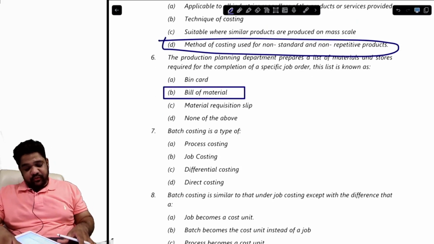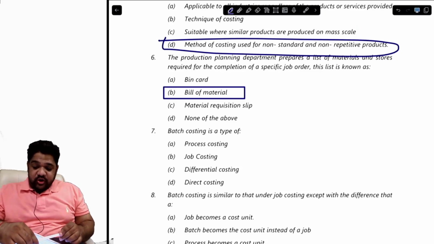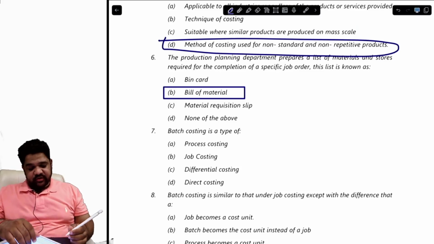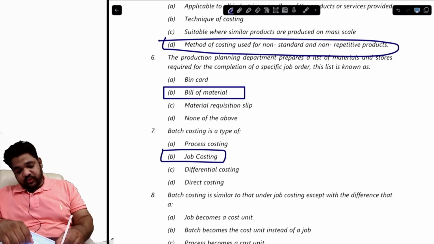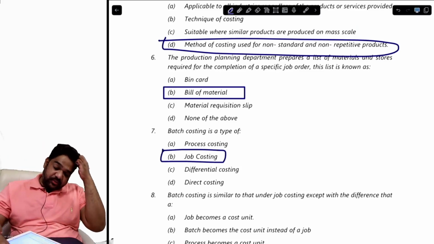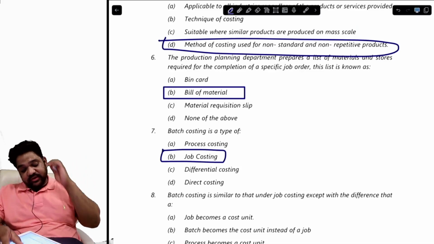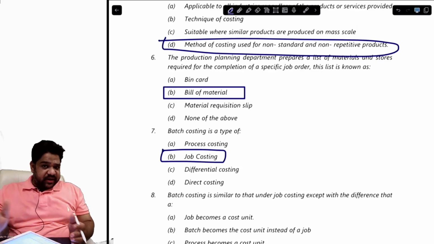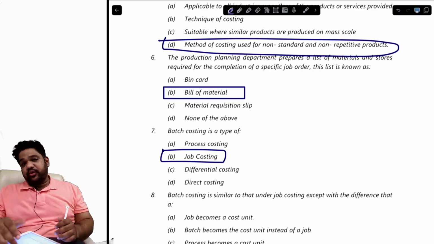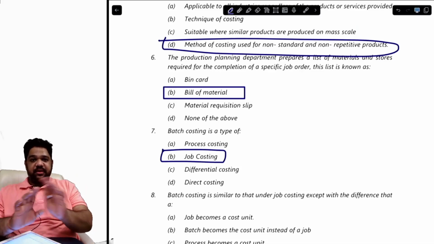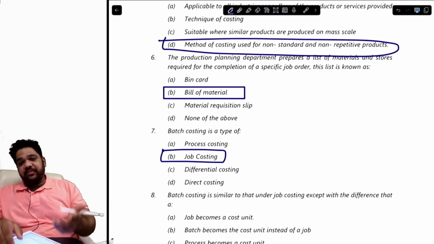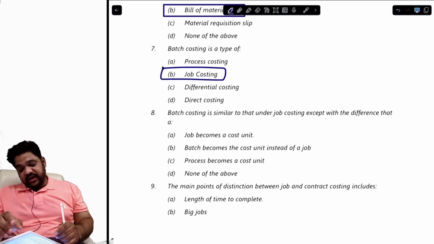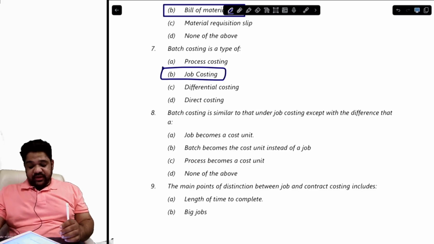Batch costing is a type of, oh, interesting. Batch costing is a type of process costing, job costing, differential costing, direct costing. It is a type of job costing. It cannot be a type of process costing. Why? Because it is anyways not divided into multiple processes. It is a variant of job costing, because when you're doing multiple products of the same specification, then it becomes a batch.